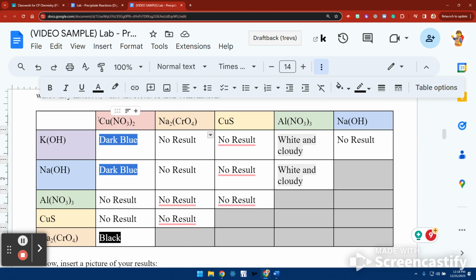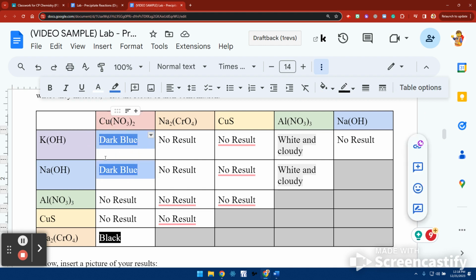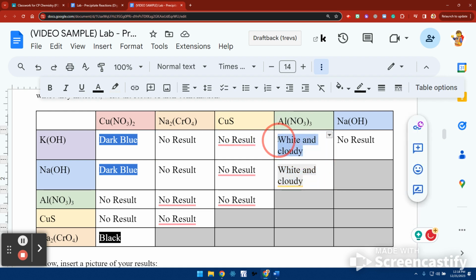In this made-up data set in which I combined copper 2 nitrate and potassium hydroxide, they combined to make a dark blue compound. And when I combined copper 2 nitrate and sodium hydroxide, it also made a dark blue compound. So I had a match here where 2 different combinations produced the same looking precipitate. And then over here, again, I had a situation where aluminum nitrate and potassium hydroxide create a white cloudy substance, and then aluminum nitrate and sodium hydroxide made a white and cloudy substance.